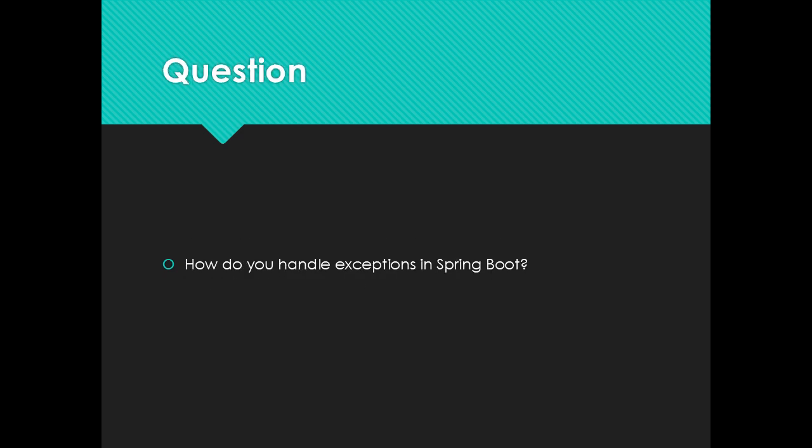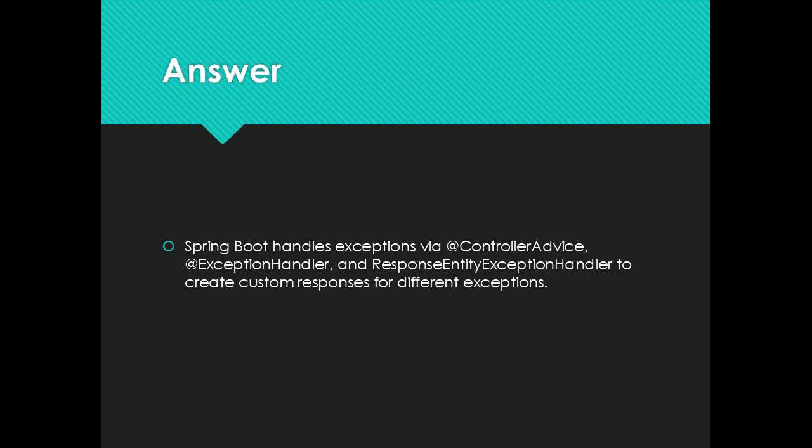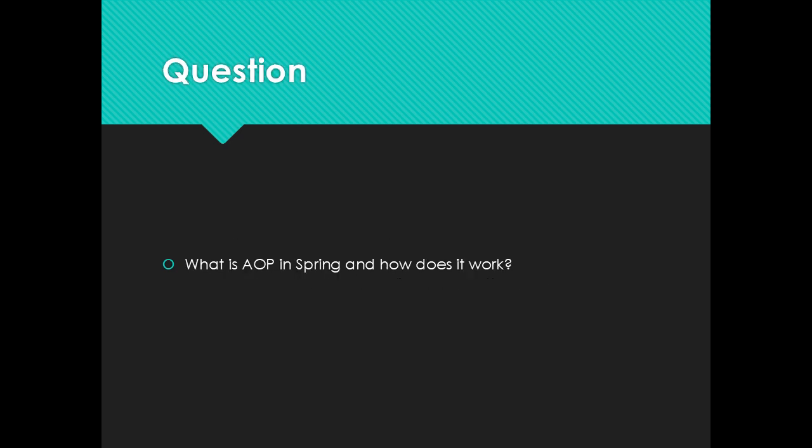Question 12. How do you handle exceptions in Spring Boot? Answer: In Spring Boot, exceptions can be handled using @ControllerAdvice and @ExceptionHandler annotations. You can also extend ResponseEntityExceptionHandler to create custom responses for different exception scenarios, allowing you to manage error handling globally.